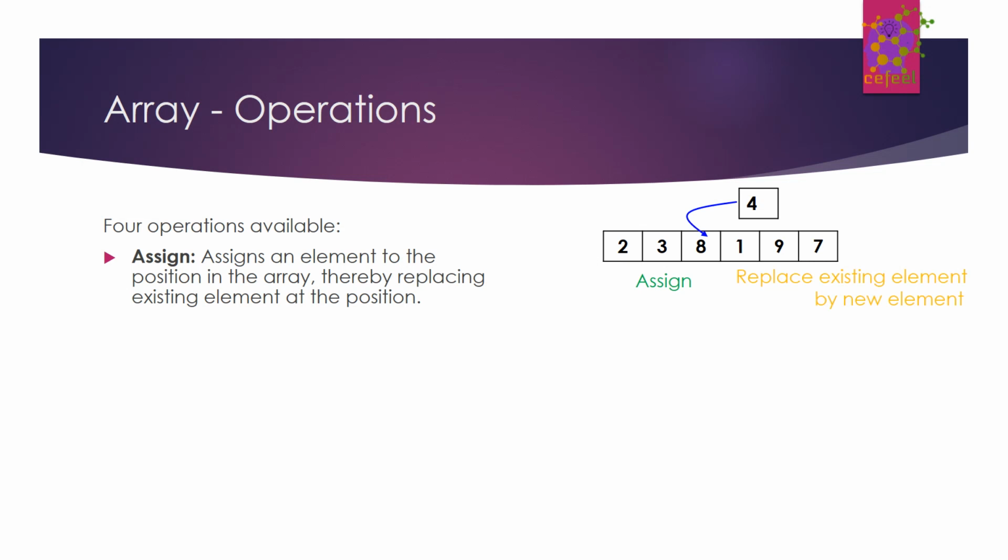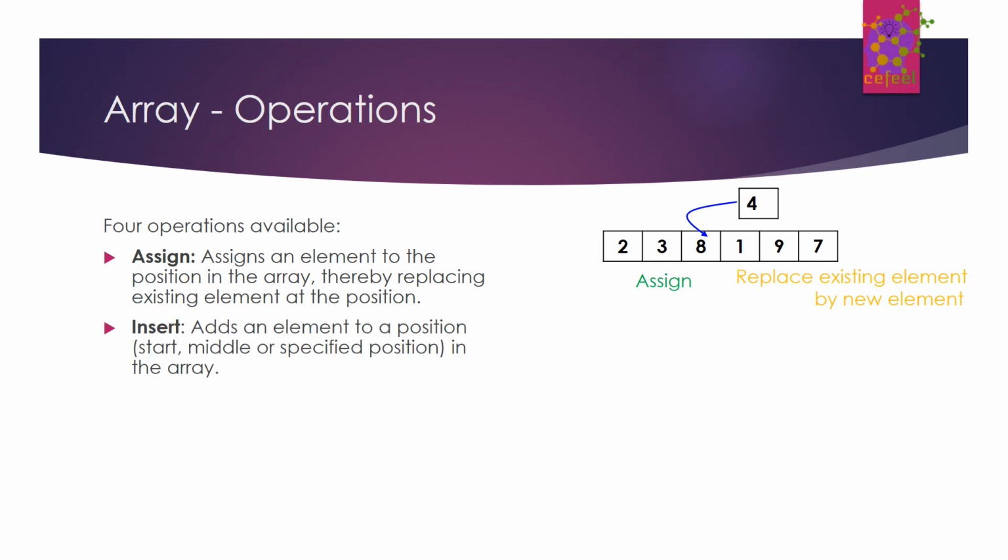So what we would do is we would just replace the existing element, which means 8 will be replaced by the element 4. So it's just a mere assignment, which means just that position or that value is replaced with the desired value. So this is a basic operation of an array.